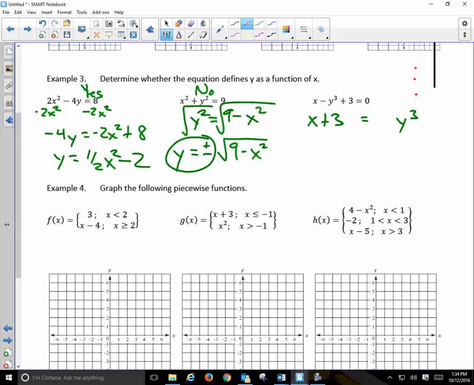And we will build on that. You'll start to understand why those are functions even more as we move along. Okay, so now we get to the last piece. This is the last piece of notes we need to do. We need to talk about piecewise functions.